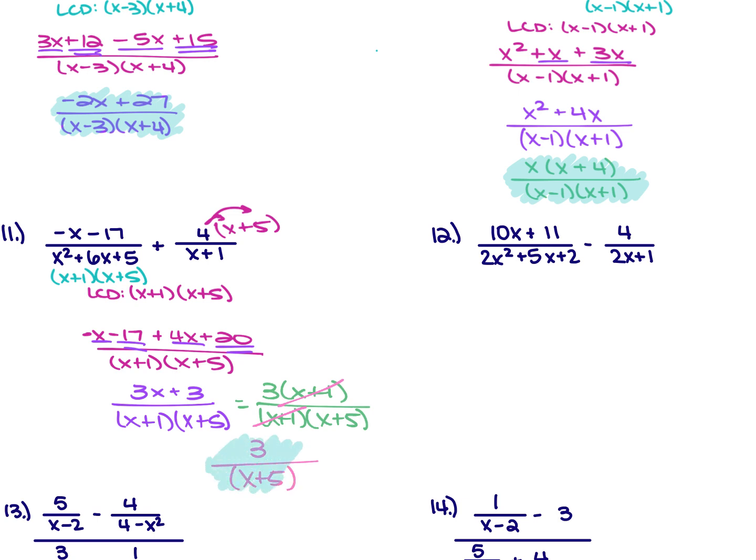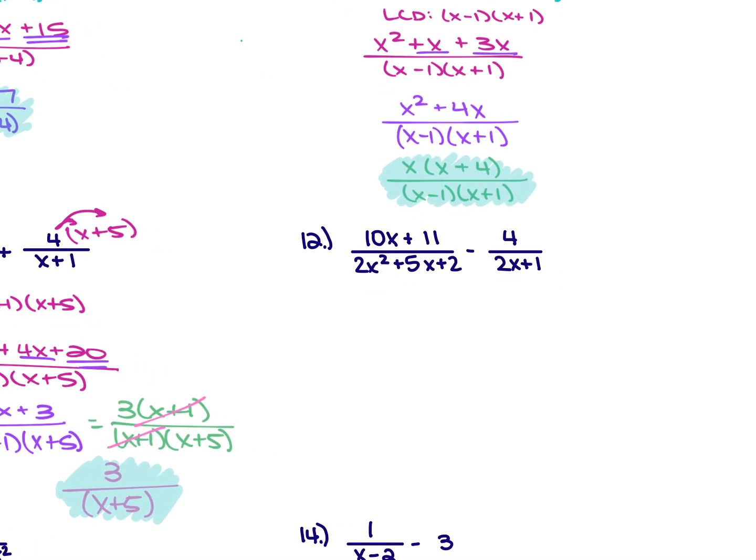And then that is your answer. For number 12, you have (10x + 11)/(2x² + 5x + 2) minus 4/(2x + 1). This 2x² + 5x + 2 is going to factor. Your 2 times 2 is 4. Your factors of 4 that add up to be 5 are 1 and 4.